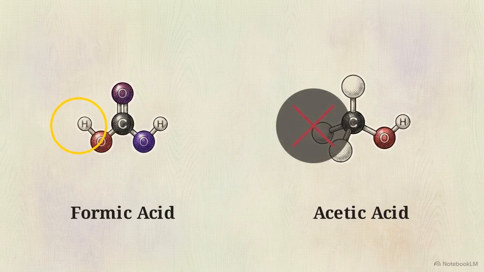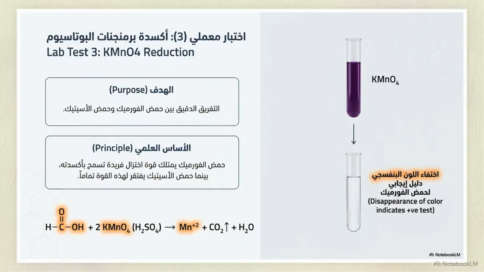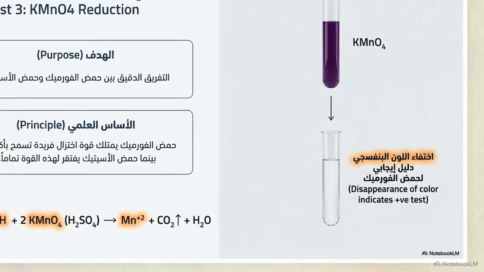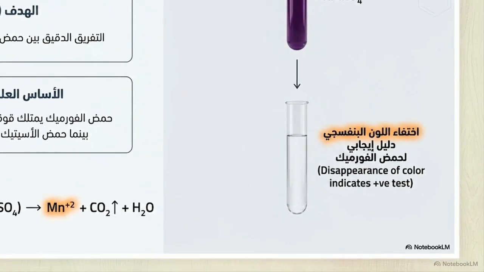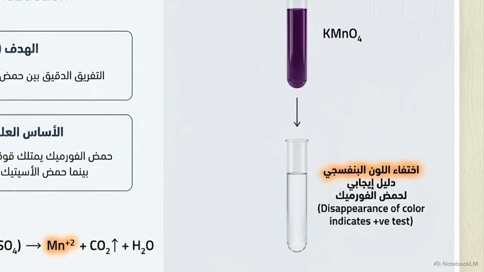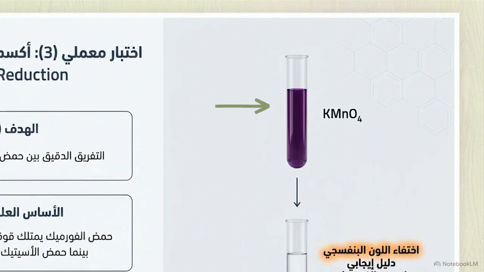Formic acid has a hydrogen atom directly attached to the carbonyl group, making it look and behave structurally like an aldehyde. Our third diagnostic uses potassium permanganate. Formic acid's structure gives it unique reducing power. When warmed, it reduces the permanganate, causing the purple color to completely disappear. Acetic acid lacks this reducing power, so the solution remains deep purple, providing a clear negative test.